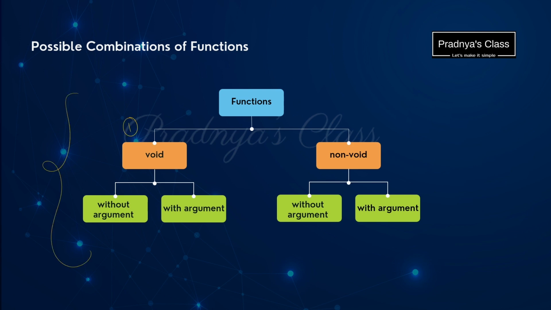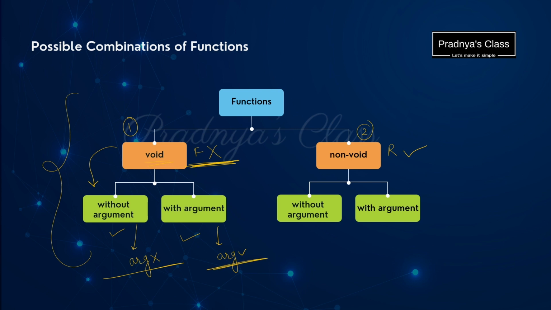What's the first category? Void means function is not returning any value. Non-void means function will return value. This category got divided into another 2 categories, without argument or with argument. Without argument means we are not passing any argument to the function. With argument means we are passing the argument. So we are not passing argument and not getting back anything. We are passing the argument but not getting anything.